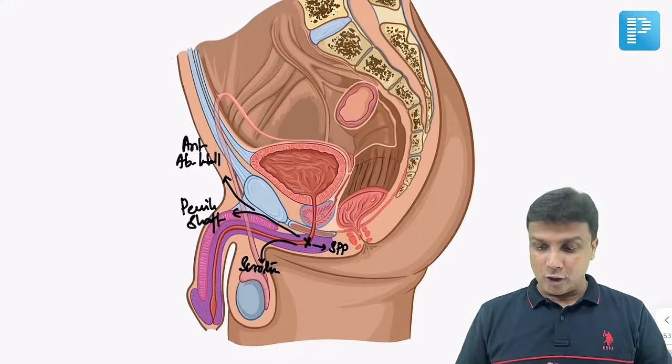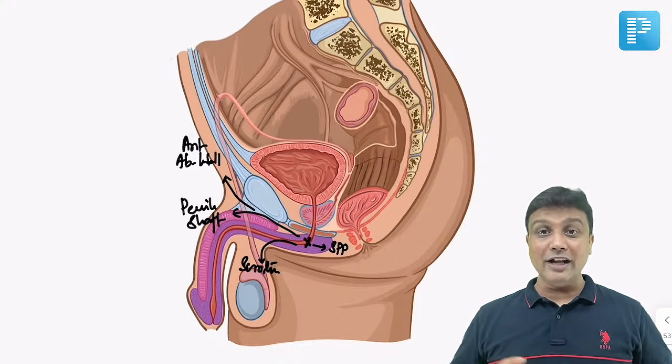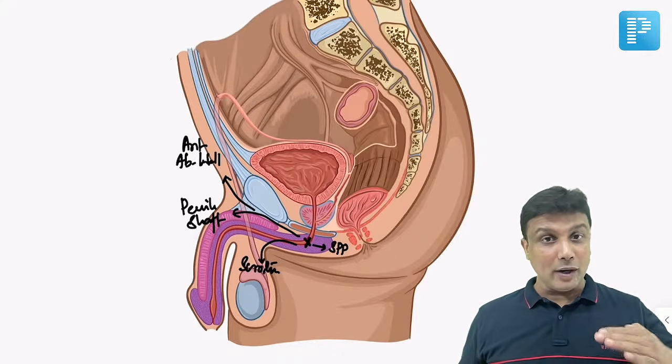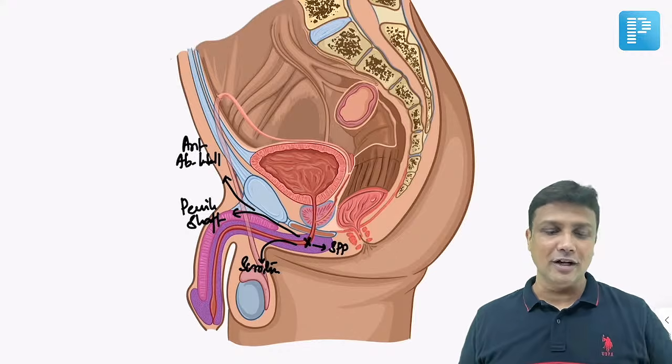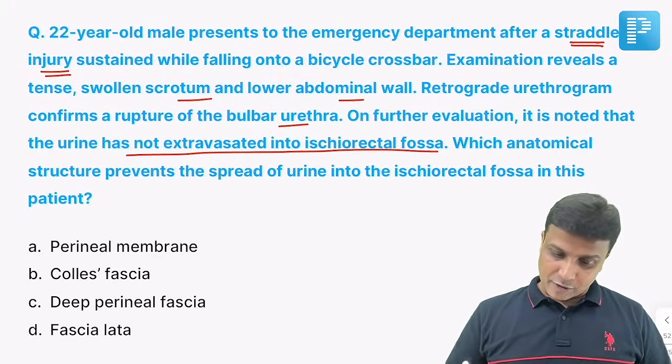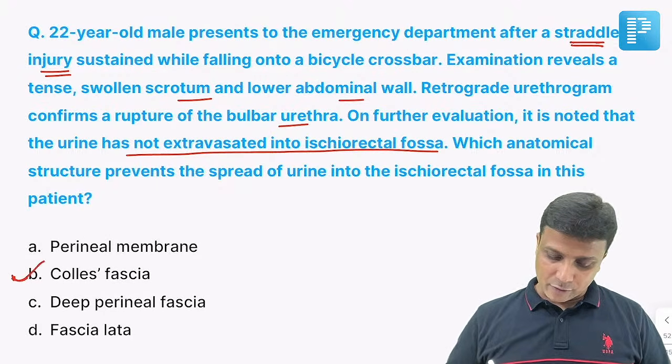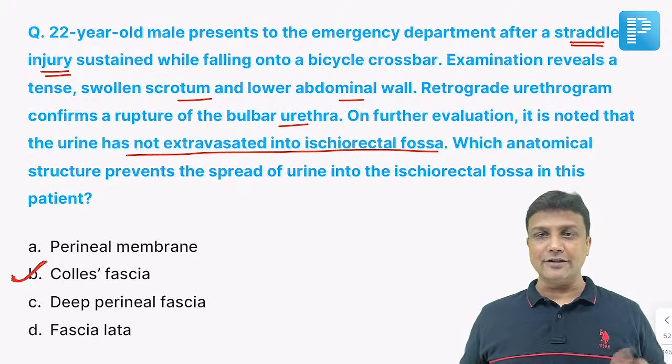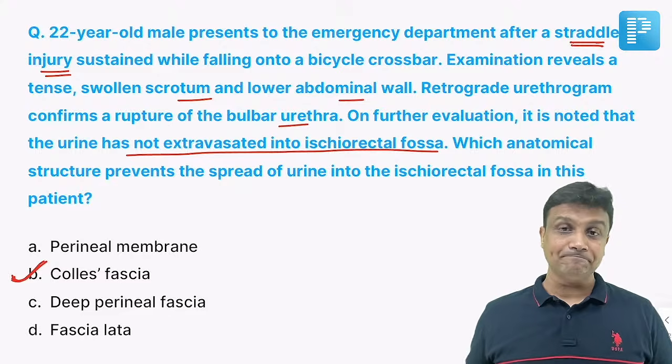Okay. Now, it will not be going into the ischiorectal fossa. Why? Because of the fascia present there. Which fascia? That will be the Colles fascia that will be present over there. So because of the Colles fascia, it is not going into the ischiorectal fossa. Please remember that one, sir.